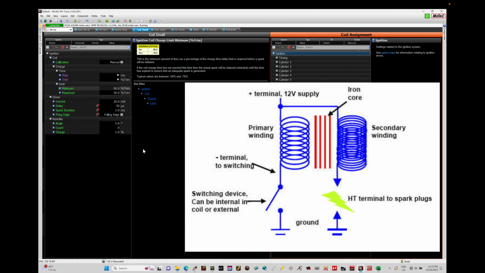We're going to find we have both a primary winding and a secondary winding inside of our coil. What we're going to find is that we supply 12 volt to our primary side of the coil, and we have an internal switching device that's controlled through an igniter. Most coils have a built-in igniter nowadays, and that igniter is what energizes the primary side of the coil. So we're feeding 12 volt supply in. When the igniter is activated, we start to charge that primary side of the coil. It starts to store up energy.